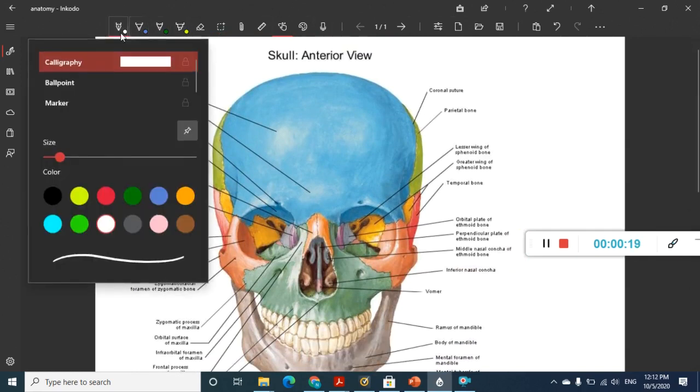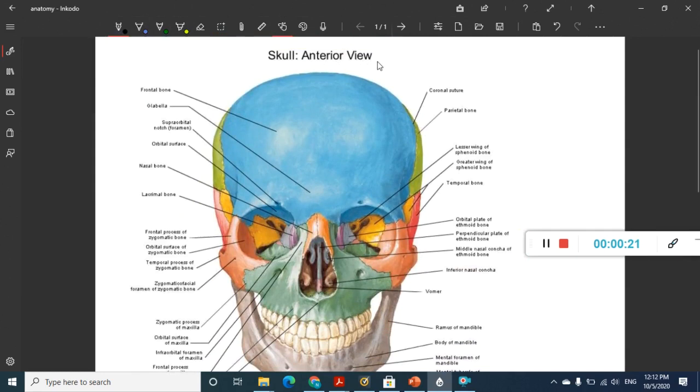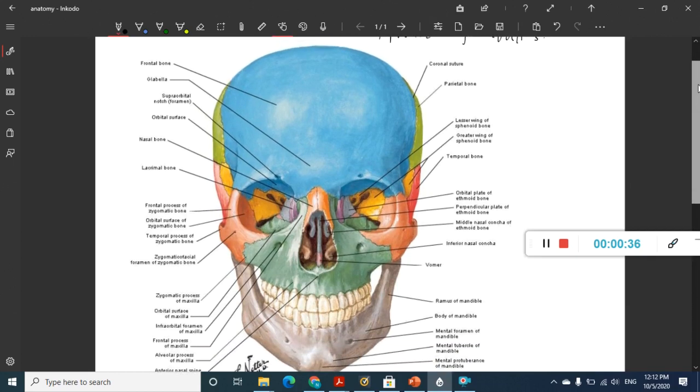This anterior view of the skull is also called norma frontalis. We will learn about all the details of this anterior view of the skull. First, we will see the bones which are seen in the anterior view of the skull.